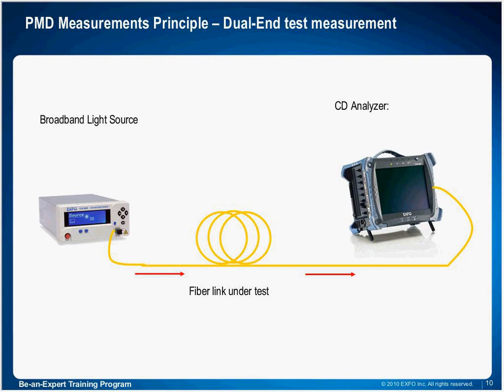So there are two different types of testing for chromatic dispersion on fiber. The first type is the dual-ended test set. Dual-ended test set uses a broadband light source and a chromatic dispersion analyzer on either side of the fiber length that's under test. And this is one of the setups that we have here today.